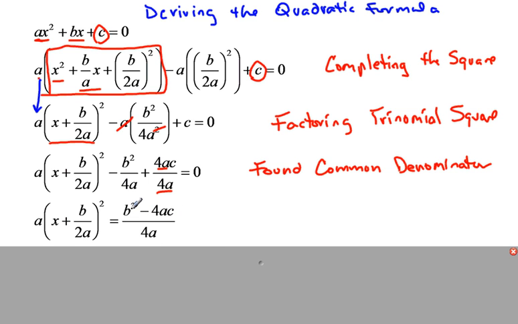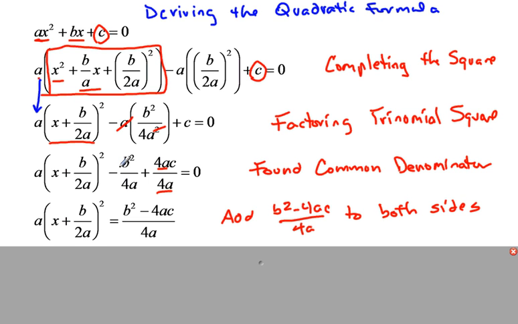You'll notice that when it goes to the other side, what was a negative b squared over 4a is now a positive b squared over 4a, and what was a positive 4ac over 4a is now a negative 4ac all over 4a. So what we really did here is we subtracted, actually we added because it changed sign, so let's change that. We added b squared minus 4ac all over 4a to both sides.